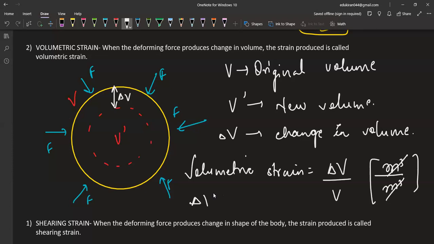And what is delta V? Delta V is V minus V dash. The change means the initial volume minus the new volume, or the new volume minus the initial one, depending upon which one is greater. If the deforming force has occurred from inside, that will lead to expansion. But here we are talking about compression. Note down this.